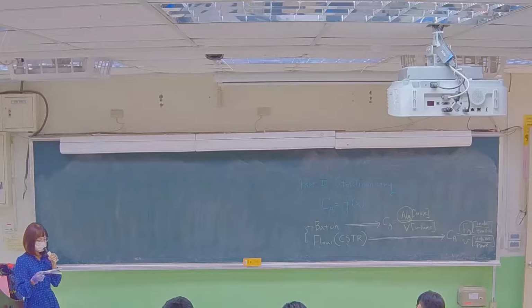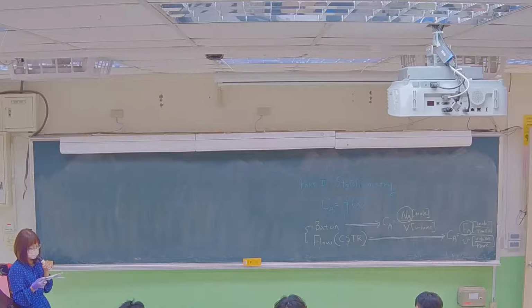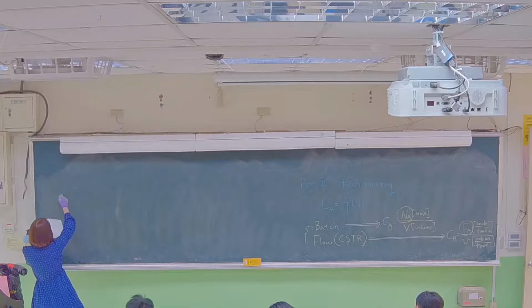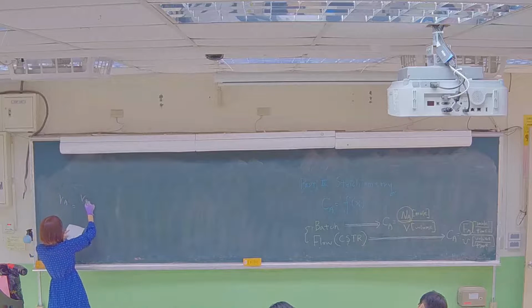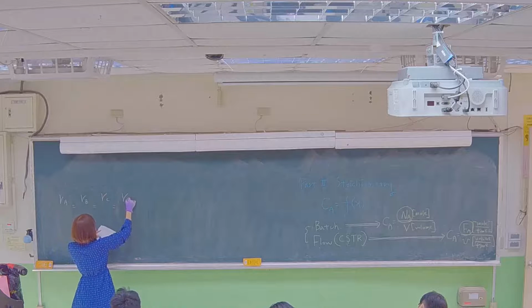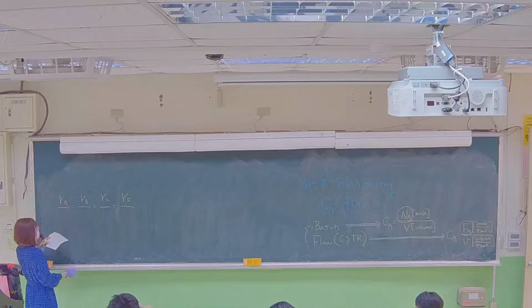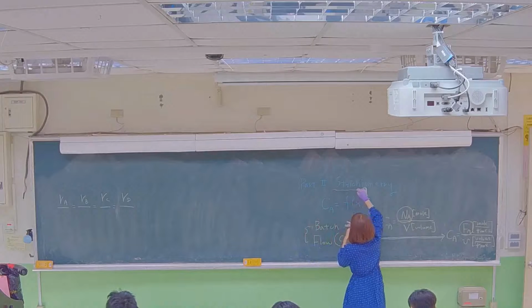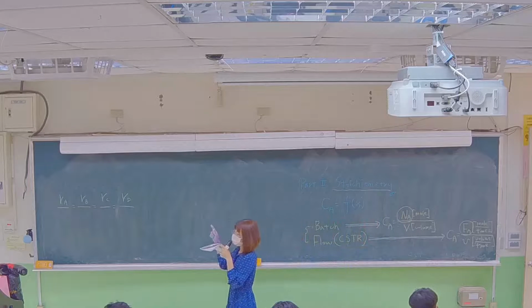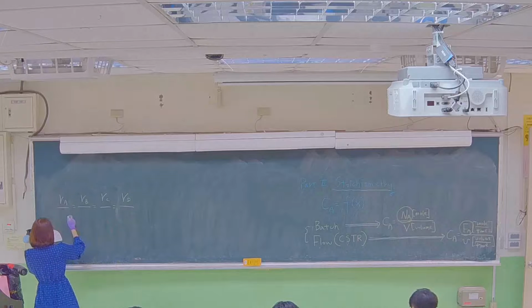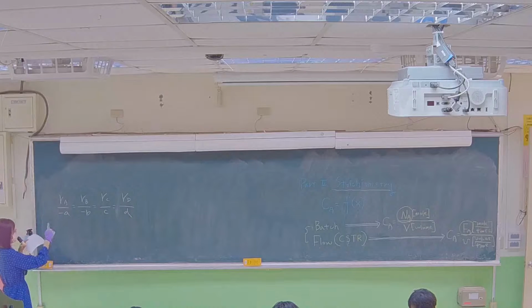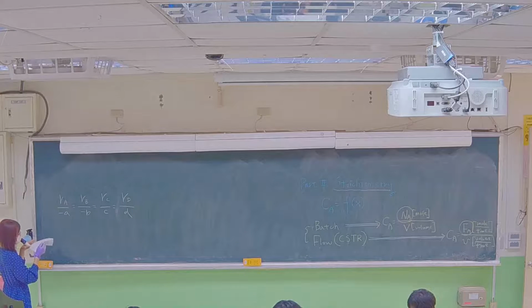Okay, so next, let's consider a general reaction. aA + bB becomes cC + dD. From stoichiometry, we have a relation, right? The relation between rA, rB, rC, and rD is very simple, because the topic for part 2 is stoichiometry. The relation between the reaction rates is their coefficients. Okay? The relation between the reaction rate, the coefficient.